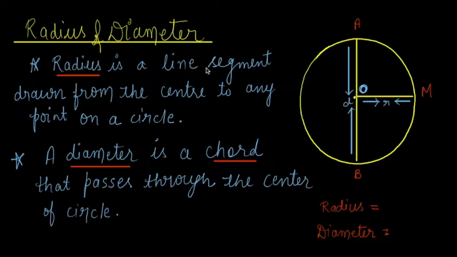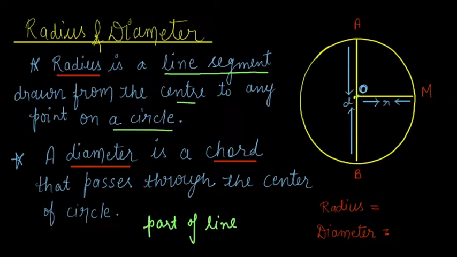So a radius is a line segment. Line segment means part of a line. What do you mean by line segment? A portion of a line, a part of a line, right? Drawn from the center to any point on the circle. This is the center and this is any point on the circle. So this defines your radius. And a diameter is a chord that passes through the center of the circle.